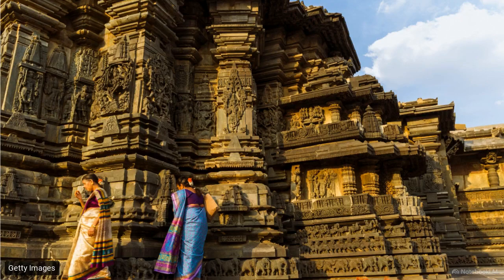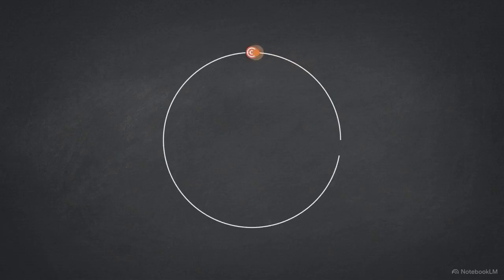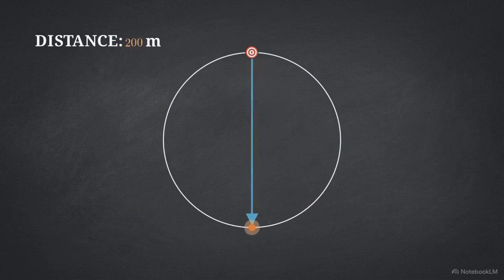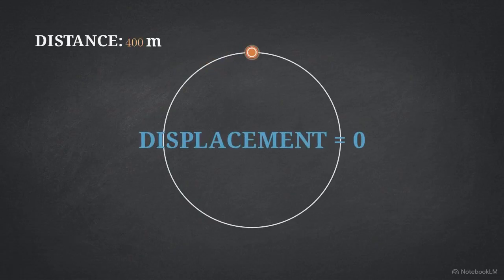We see this distinction in the practice of pradakshina, where devotees walk a continuous path around a temple. If you walk one full loop and return to your exact starting point, your muscles feel the effort of the distance covered. But because your final position is identical to your starting position, your mathematical displacement is zero.